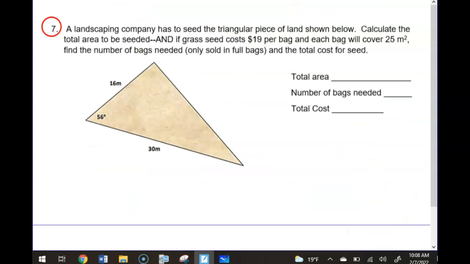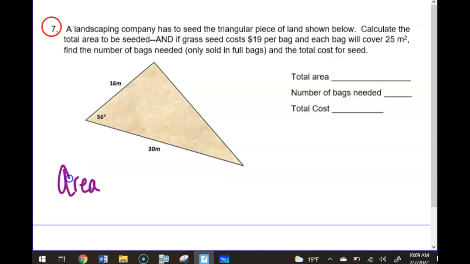I think I had one more I want to talk about. Let's talk about the very last one, and then I'll be done. I need some audience participation here. Landscaping company has to seed the triangular piece of land shown. Calculate the total area to be seeded. So we need the area of this triangle.